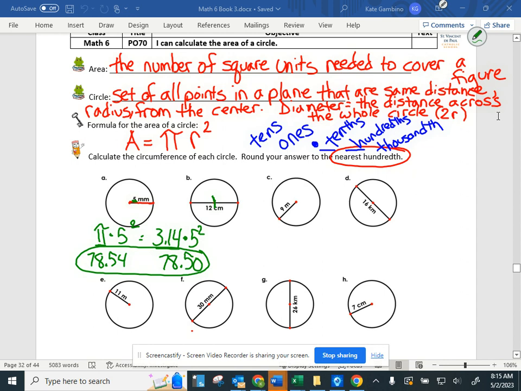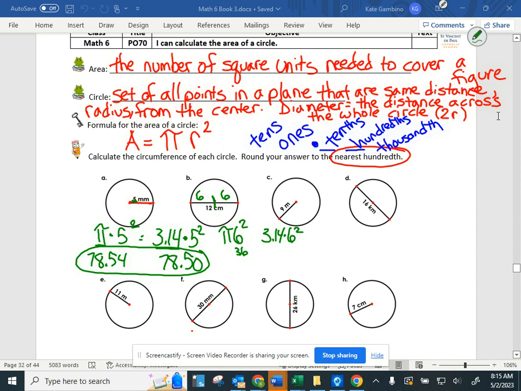So we need to find half of our diameter, that would be our radius. So what is our radius for this one? 6, because we have 6 plus 6 equals 12. So our radius is 6. So then we do pi times 6 squared, or 3.14 times 6 squared. What is 6 squared? 36. So 36 times the pi symbol.